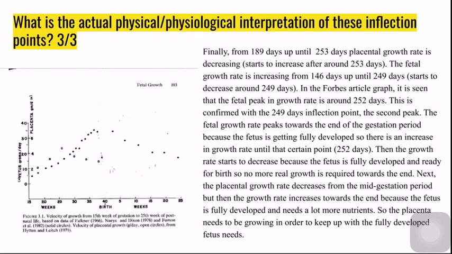And then the growth rate starts to decrease because the fetus is fully developed and ready for birth, so no more real growth is required towards the end. Next, the placental growth rate decreases around mid-gestation period, but then the growth rate increases towards the end because the fetus is fully developed and needs a lot more nutrients. So the placenta needs to be growing in order to keep up with the fully developed fetus's needs.